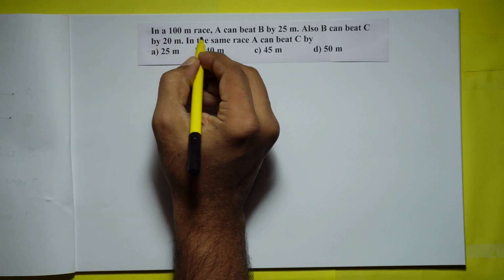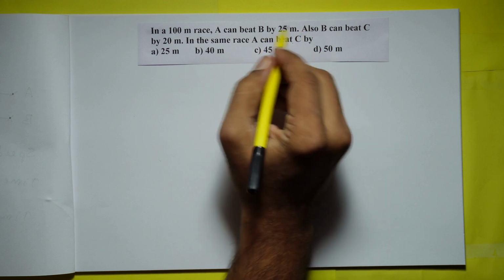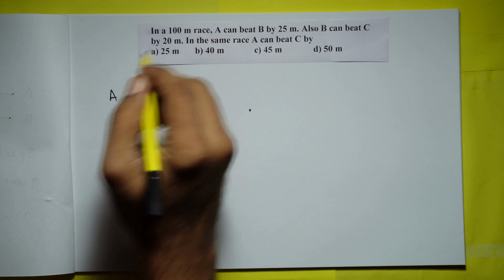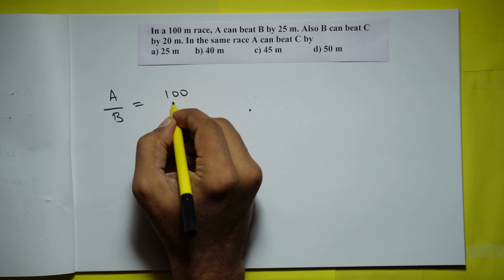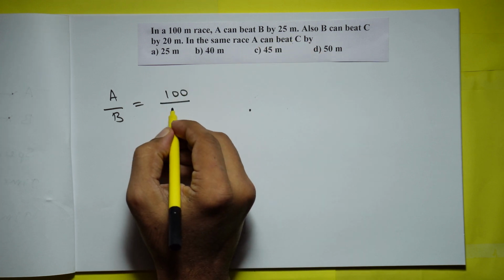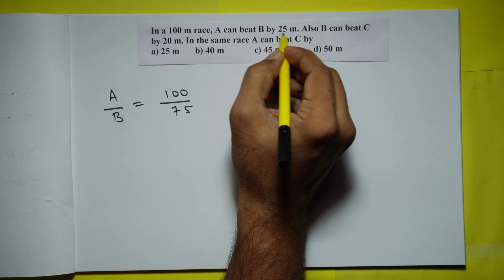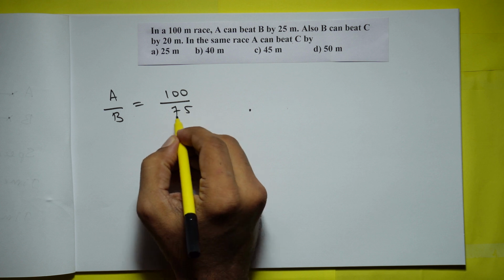In a 100-meter race, A can beat B by 25 meters. So let us write it down here. A and B are running a 100-meter race. In the time that A does the full 100 meters, B will be able to do only 75 meters. That is why we say A can beat B by 25 meters, or B will be behind A by 25 meters.